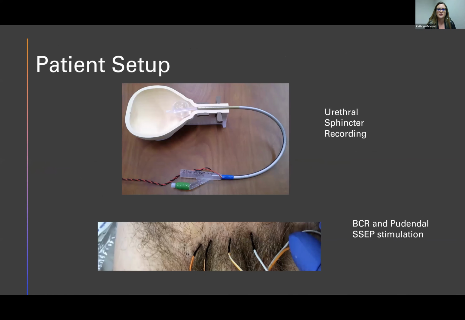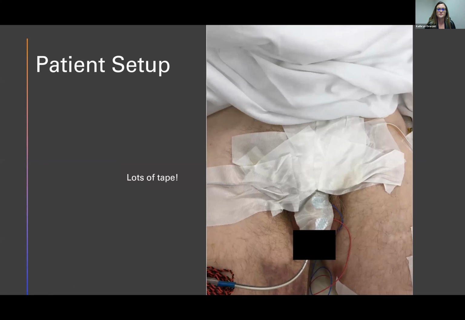So here's the setup. We did the urethral sphincter recordings, and then the setup right in that infrapubic location with the double stimulation for our best chance of obtaining reliable signals. We also did place the surface electrodes on the dorsum of the penis as a backup. So we really had 3 stimulation sites and used lots and lots of tape, as you can see. And here is the Foley catheter coming out.